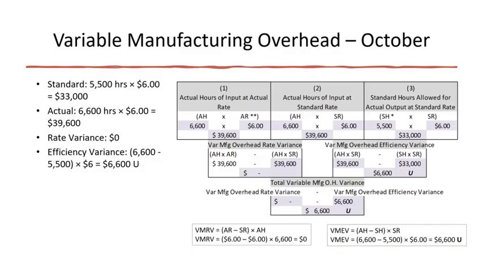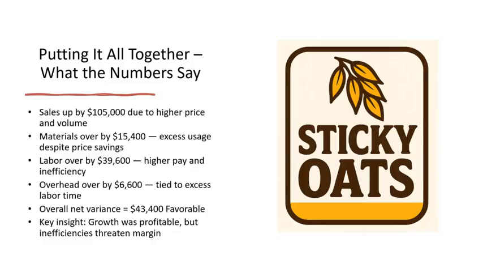Janelle now has a complete breakdown of all three cost categories. Material, driven by usage. Labor, hit by both rate and time. Variable overhead, driven entirely by time. So now that we've gone through each cost category and the variances in detail, let's take a step back and look at the whole picture.